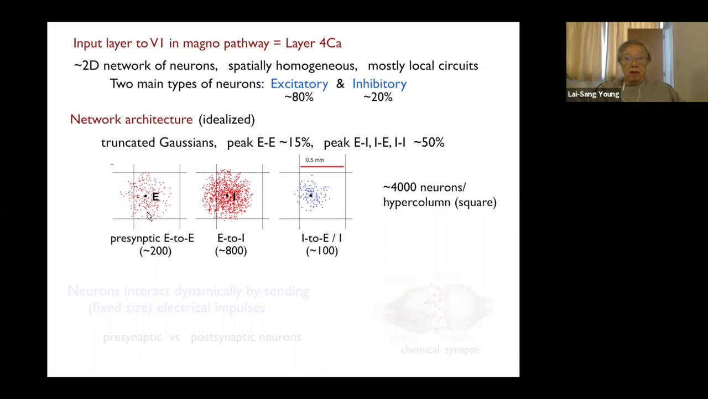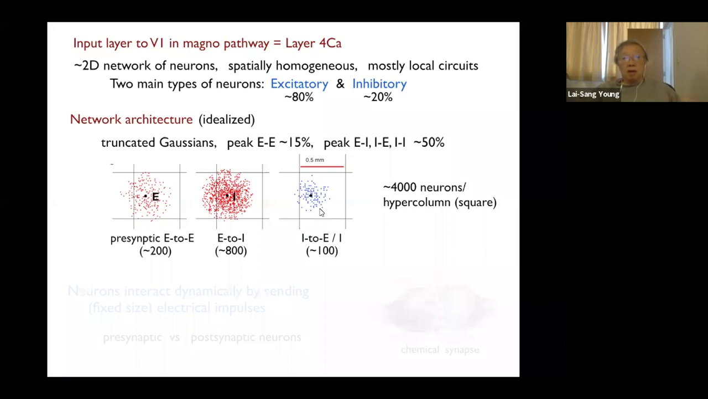Okay, so if I take an E neuron and look at the set of presynaptic E cells, in other words, E cells that send signals to this cell, it looks like a cloud like this. It's a truncated Gaussian, denser in the middle, around 15% dense. And if you take an I cell and look at all the E cells that send signals to it, it's a thicker cloud because it's much denser, about 50%. And if you take another neuron here and look at its E and I cells, it's a smaller cloud because I cells have shorter axons.